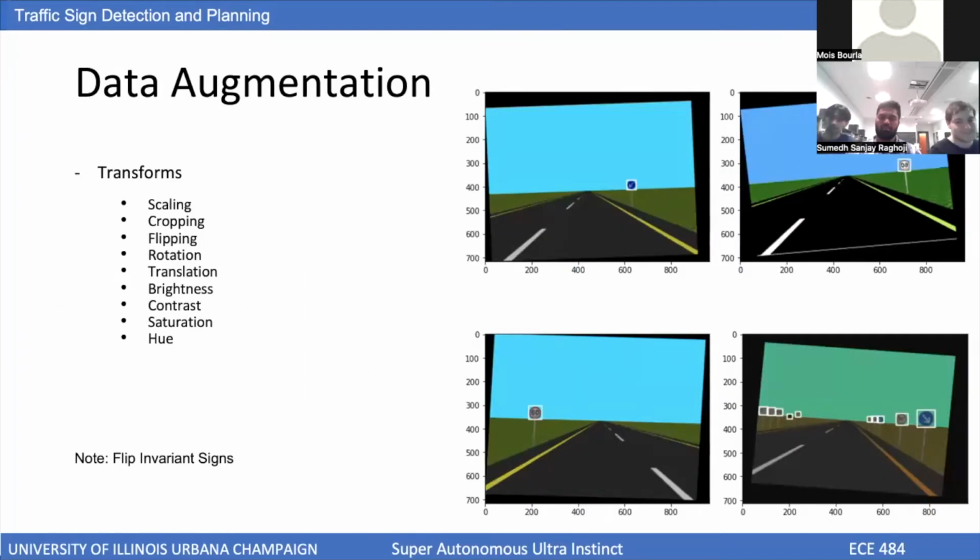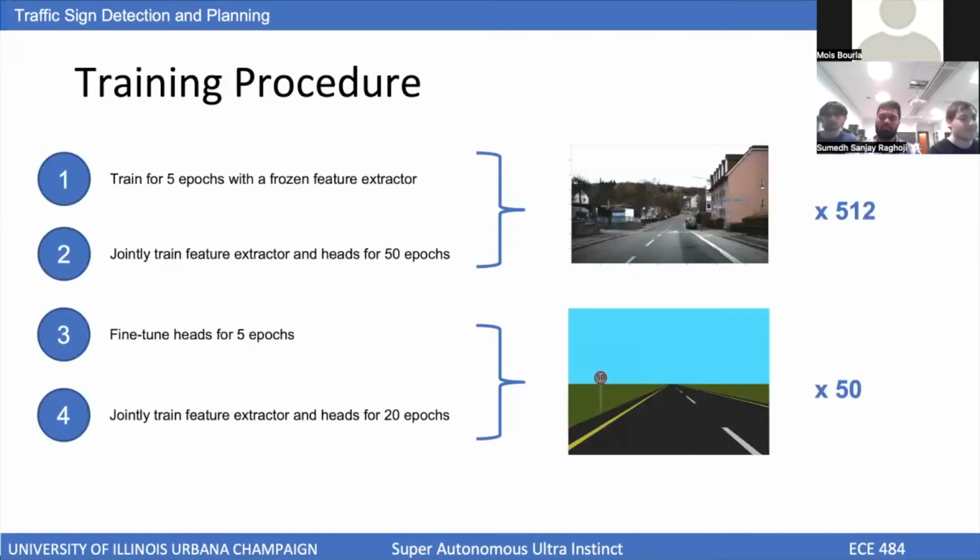One key mention here is that some signs are flip variant, meaning that if you flip the image, the signs will look different, and we had to take that into account when doing the data augmentation.